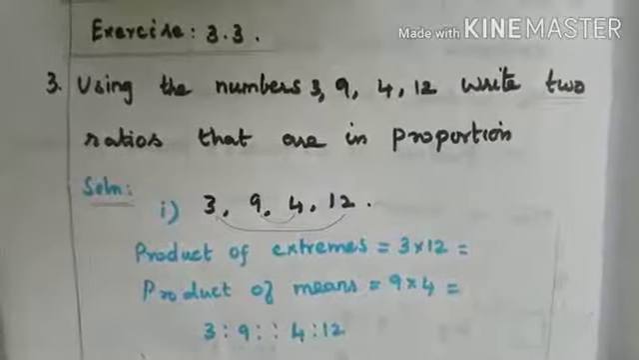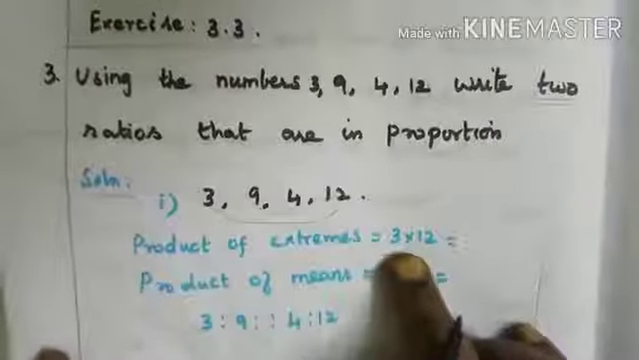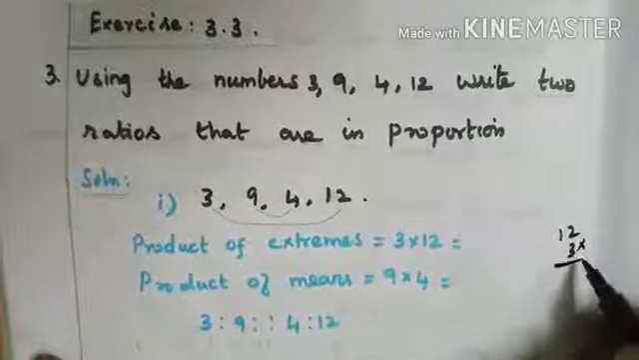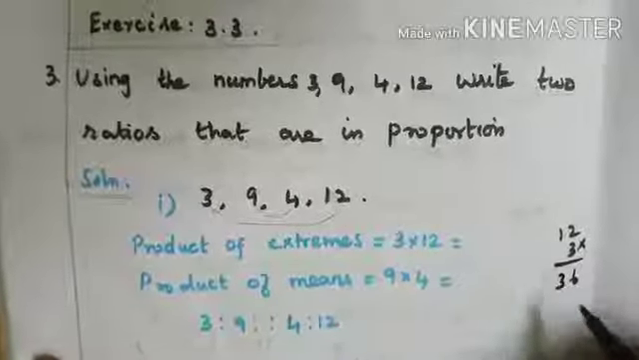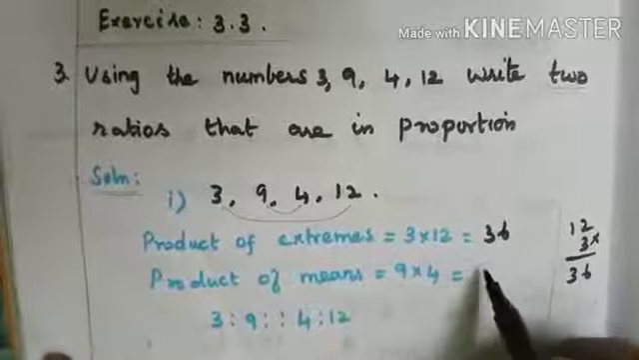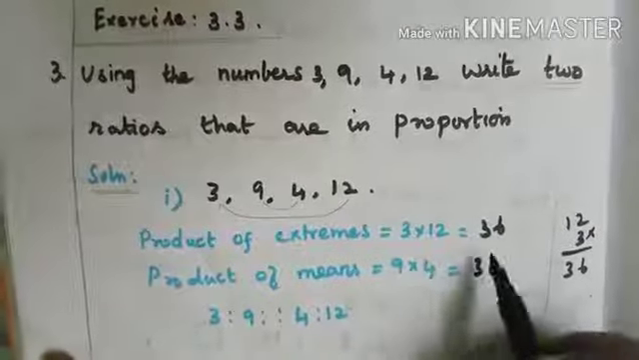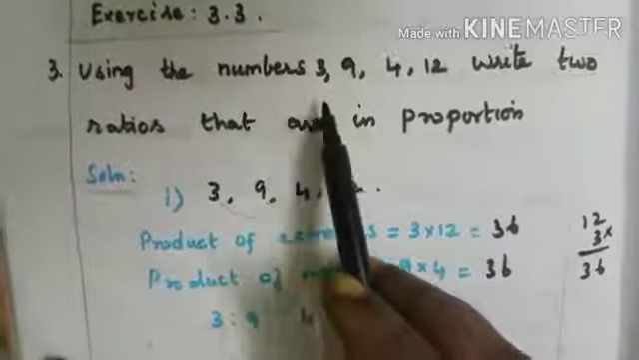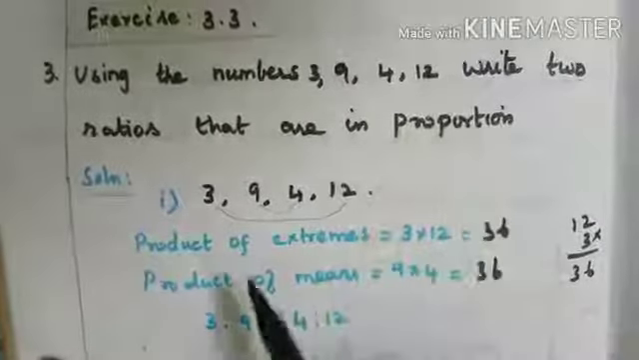So we have to multiply 3 and 12. Therefore, 12 3s are what? 2 3s are 6, 1 3 is 3. Therefore, here 36. Now 9 4s are what? 36. So here they are equal. Therefore, what they asked: using the given numbers, write two ratios.